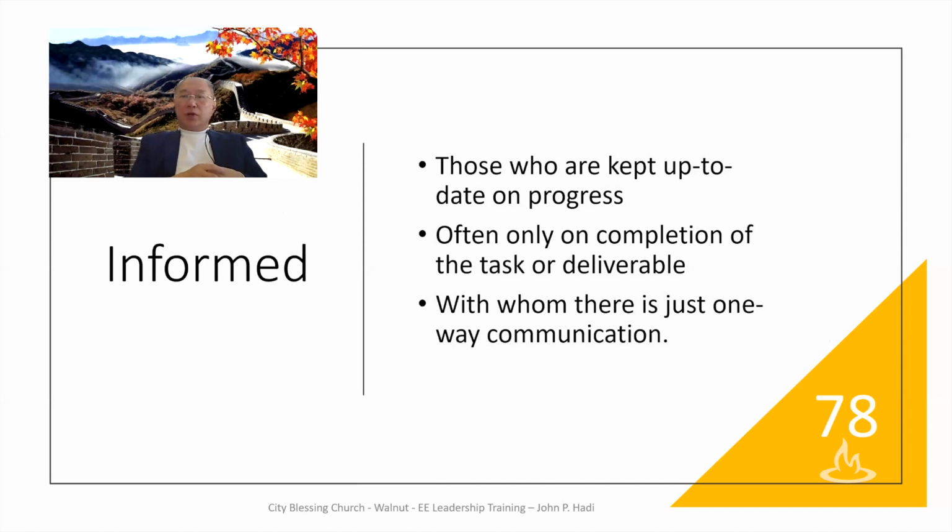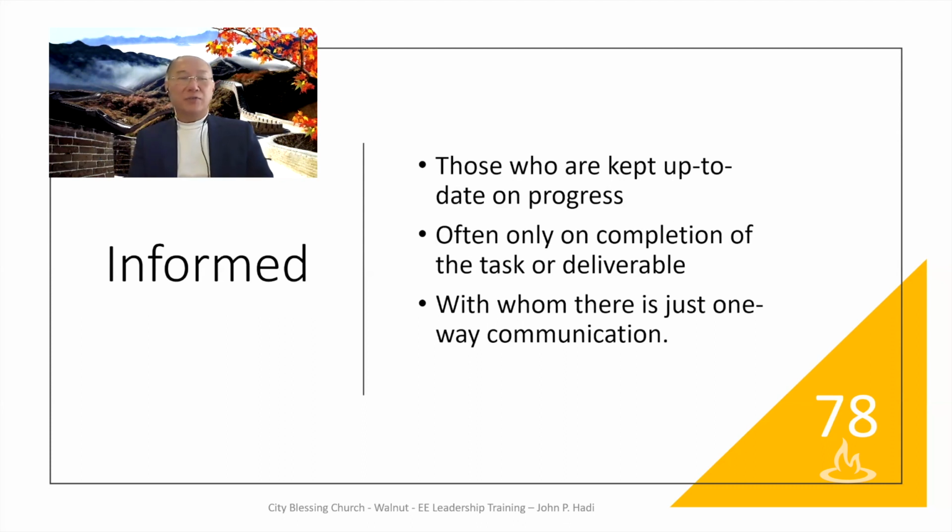Inform. Those are kept up to date on the progress or completion of a task or deliverable, with whom there is only one-way communication. Inform, those are normally in the management. The team is working, and then when the progress comes, the team will inform the management, or the decision making or the executive levels. So the RACI: responsible, accountable, consulted, and inform.